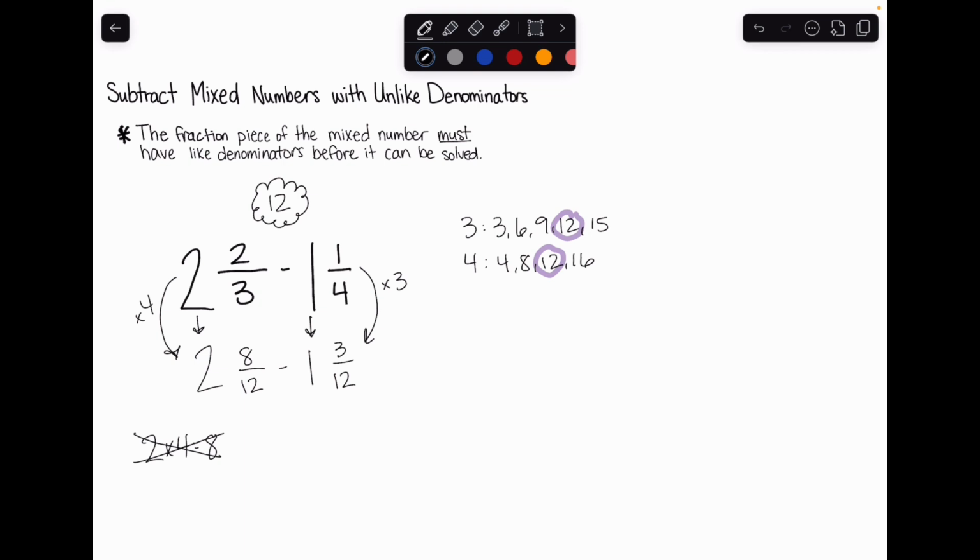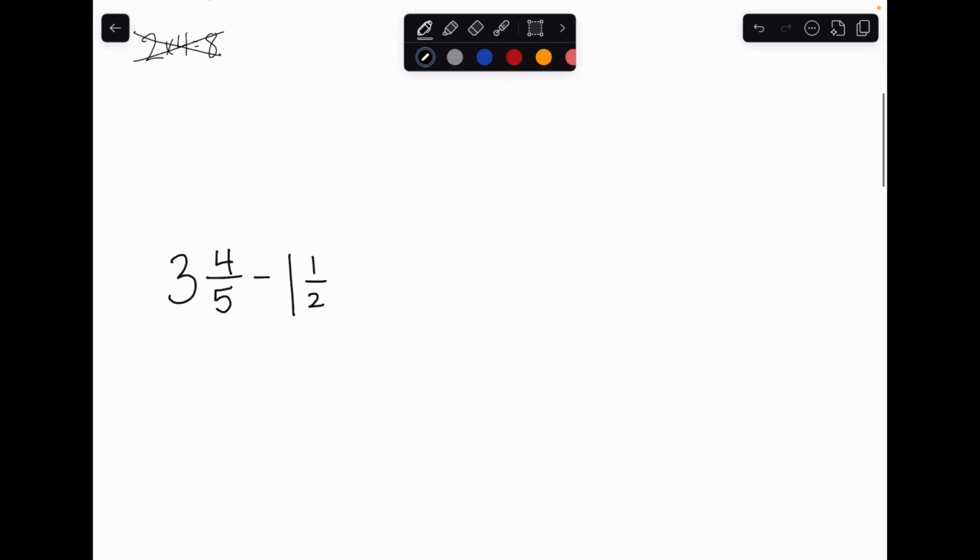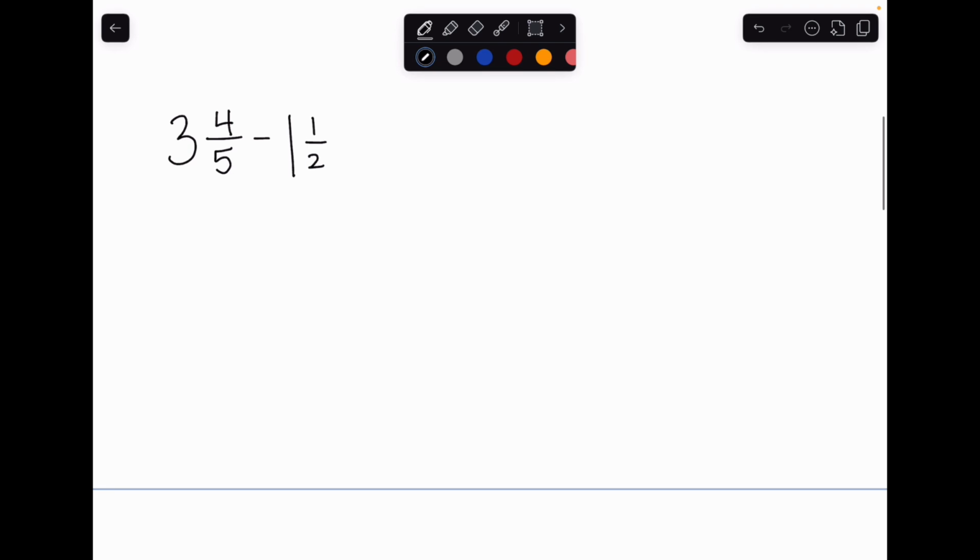So now I've got 2 and 8/12 minus 1 and 3/12. 8/12 minus 3/12 is 5/12. And then 2 wholes minus 1 whole is 1 whole. So my answer is 1 and 5/12. All right, another example. I have 3 and 4/5 minus 1 and 1/2.